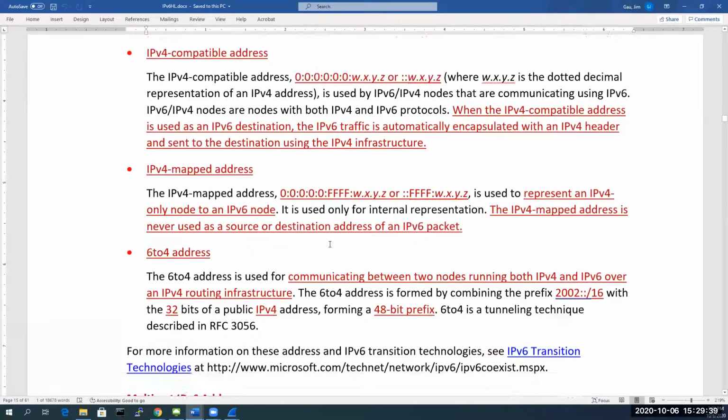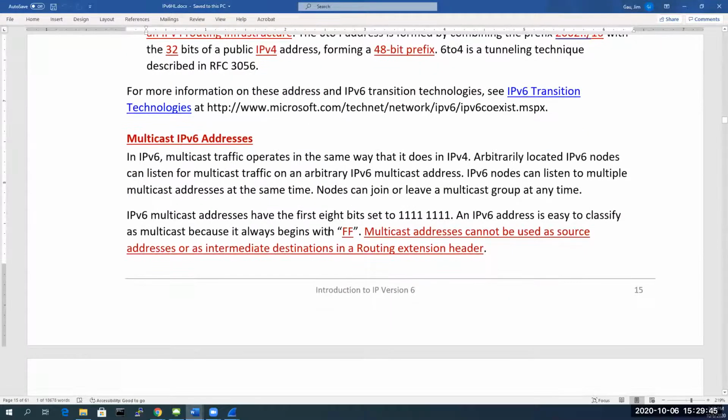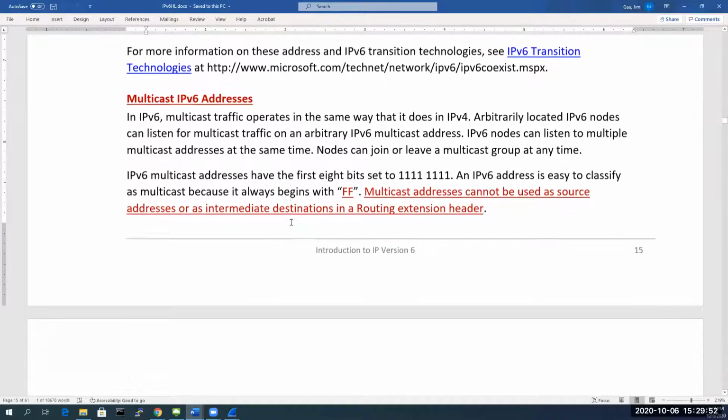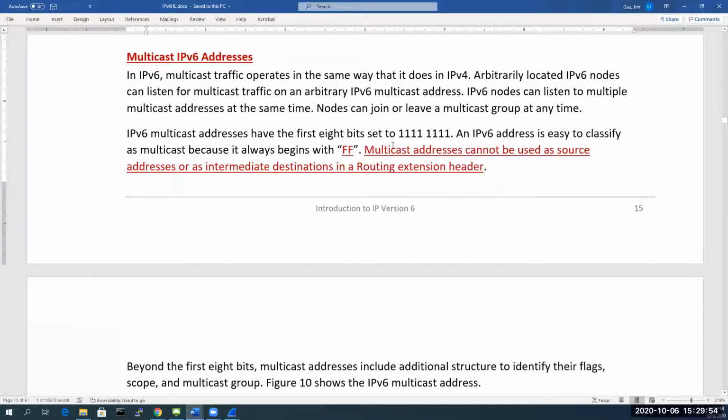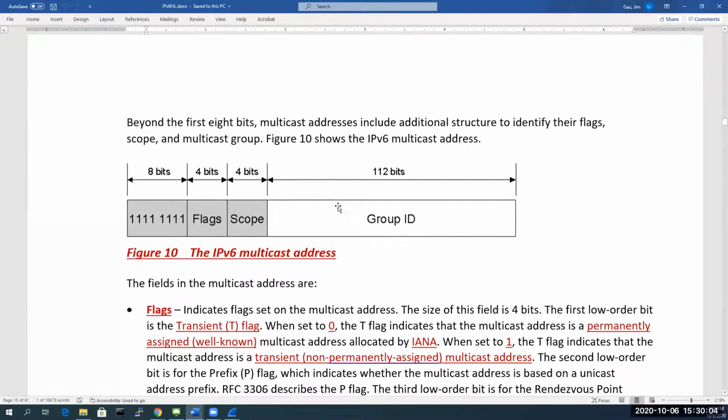And we're going to skip the compatible address, and you can read it yourself. We're going to focus on the multicast IPv6 address. It starts with FF for the multicast address. And of course, it cannot be the source address. It usually will be the destination, so you can do a multicast out. You usually will put your unicast address as the sender, okay?